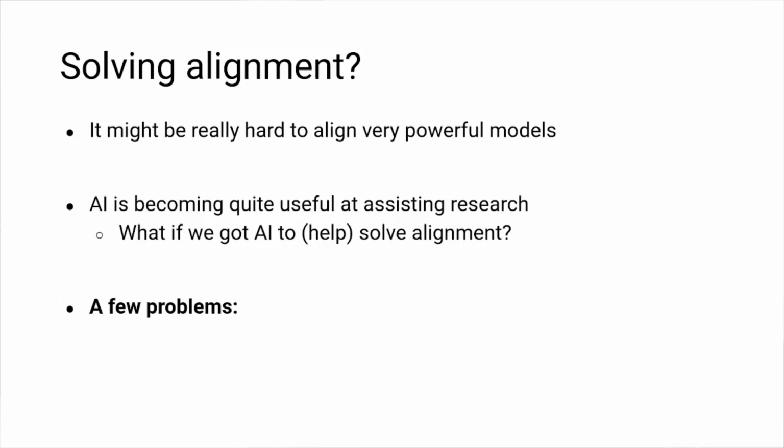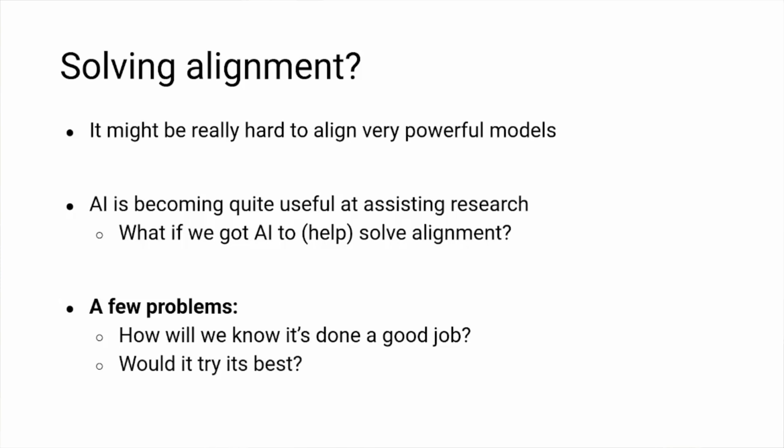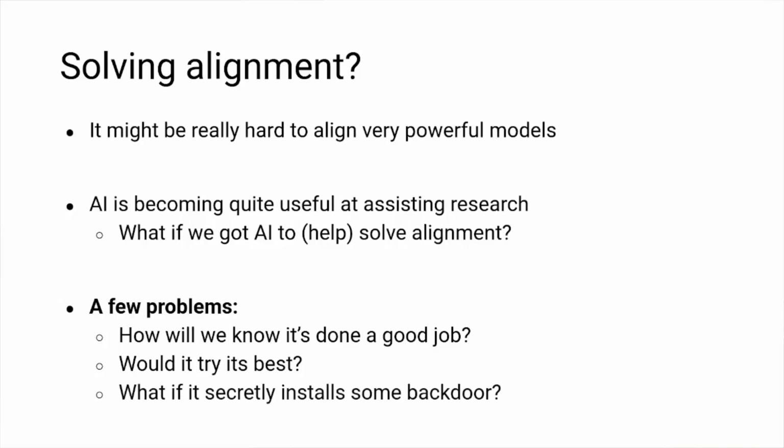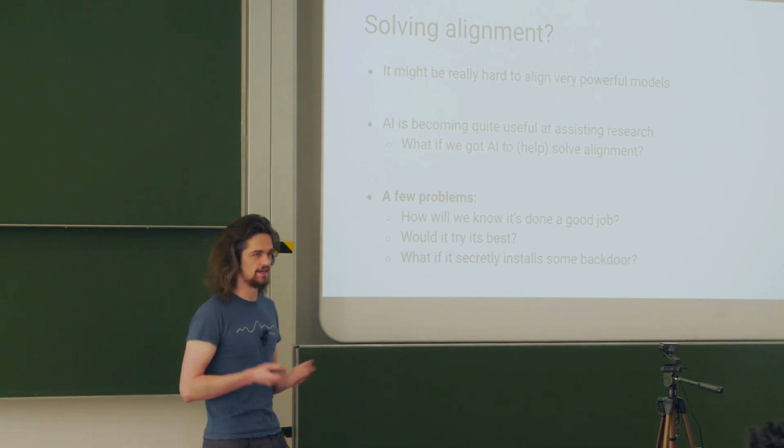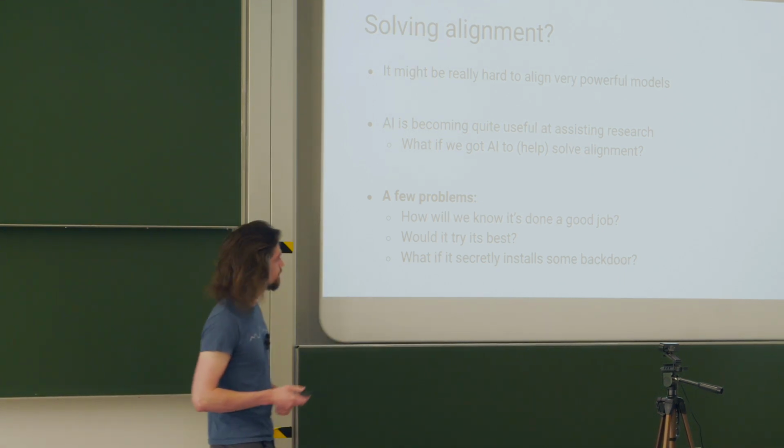There are, of course, a few problems with this maybe a little bit crazy idea. One of them is, how do we know it's done a good job? Maybe it comes back and tells us, oh, it can't be done, or, oh, this is the best you can do. Will it be honest? How will we know that it has made its best effort if we are not confident that it itself is aligned, which is sort of assumed a priori if we're getting this thing to help us with alignment? Maybe if it aligns some model for us, it also secretly installs some backdoor or intentionally leaves in some vulnerability. Needless to say, this would be a fairly bad thing to happen.